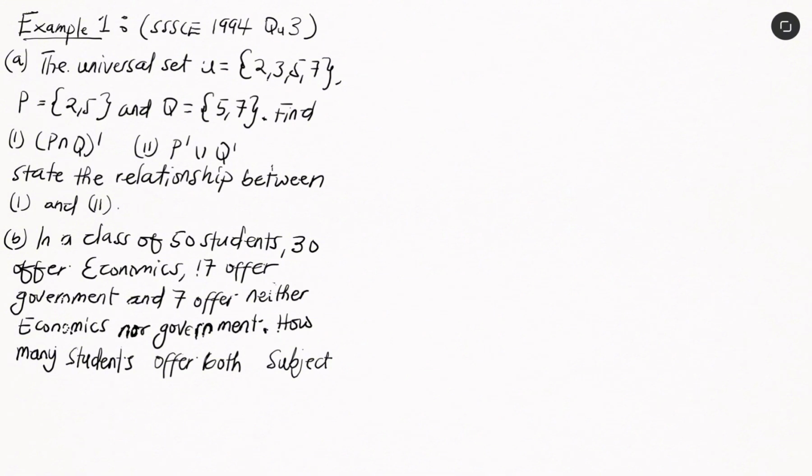B, in a class of 50 students, 30 offer economics, 17 offer government, and 7 offer neither economics nor government. How many students offer both subjects? All right, so let's look at the solution to this simple problem. So we write down our solution.